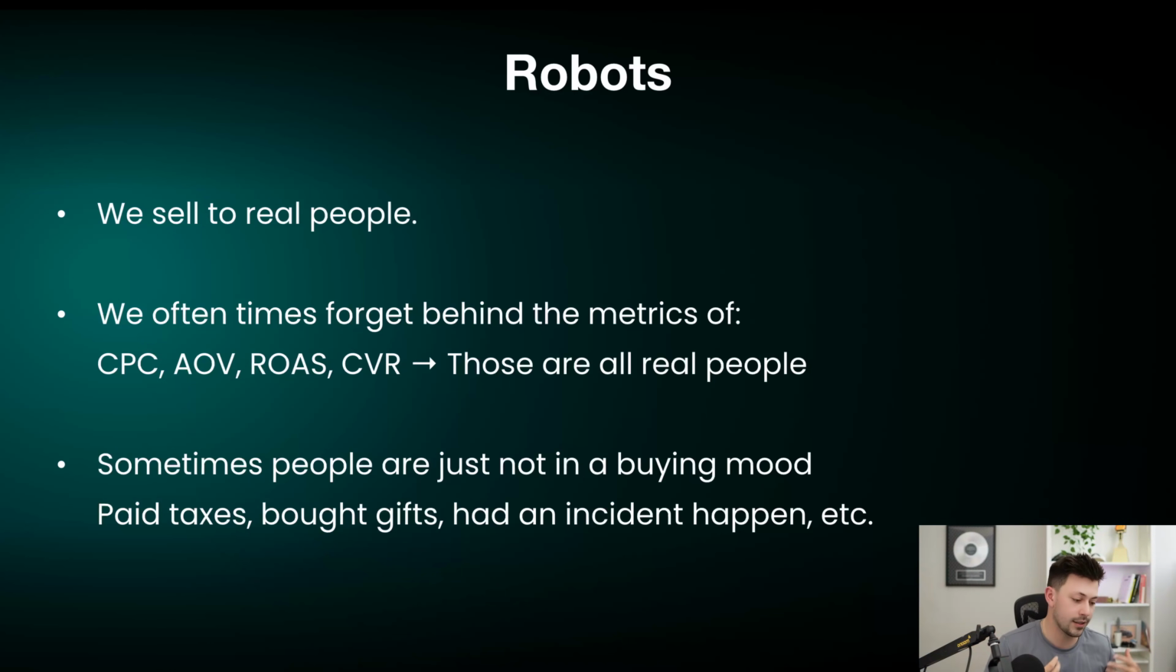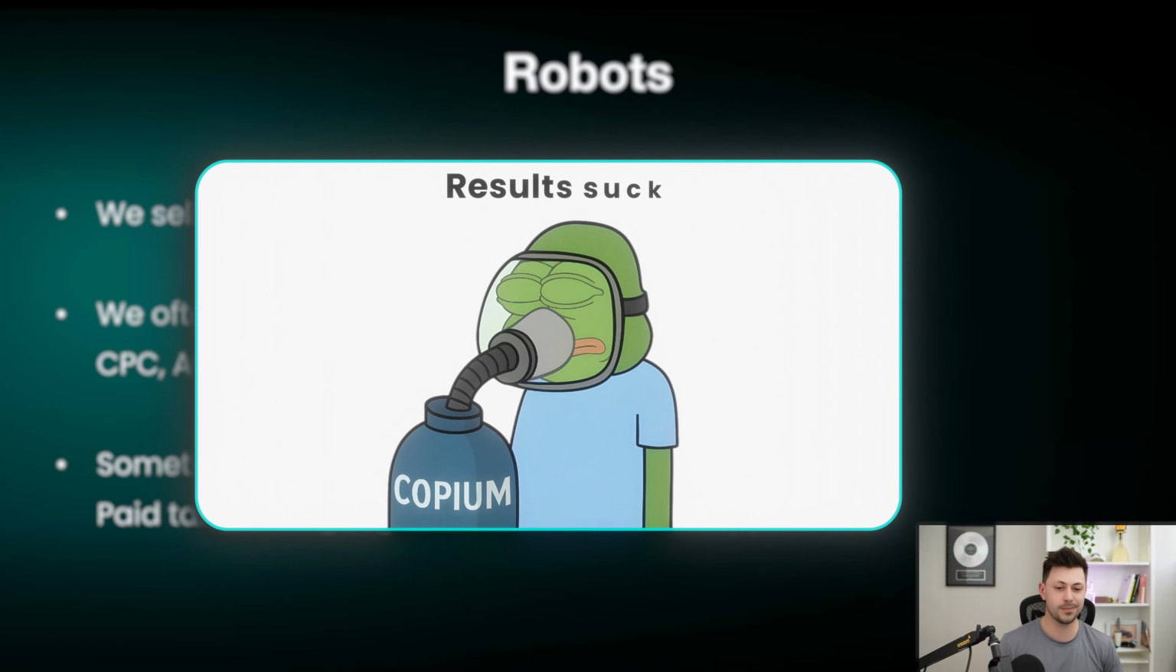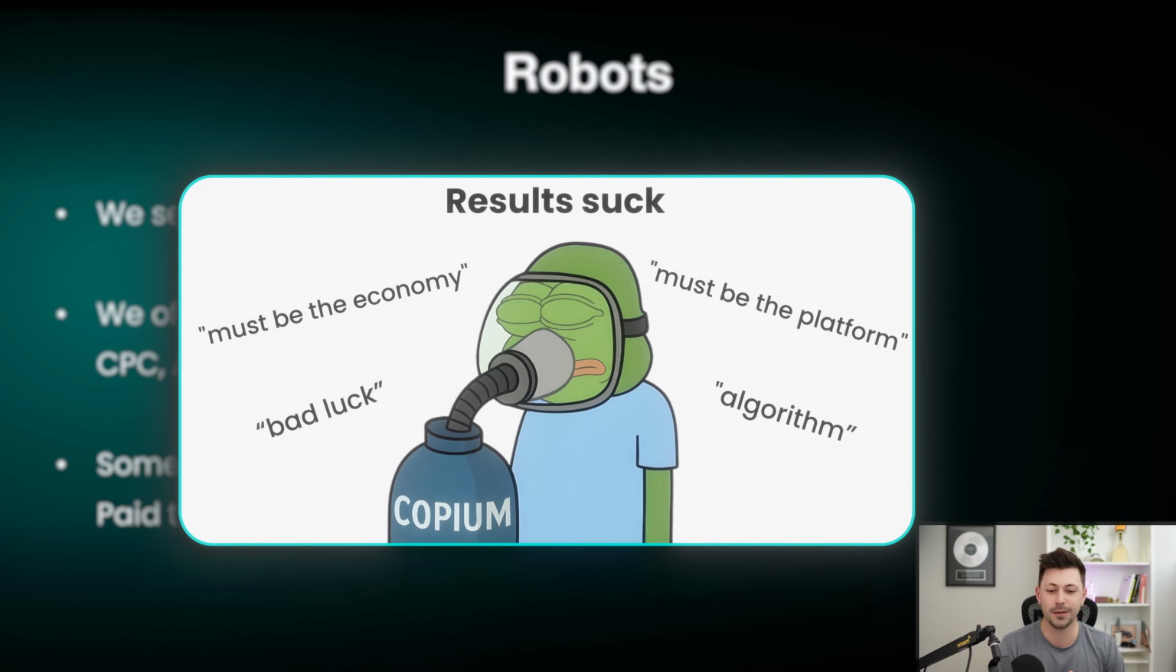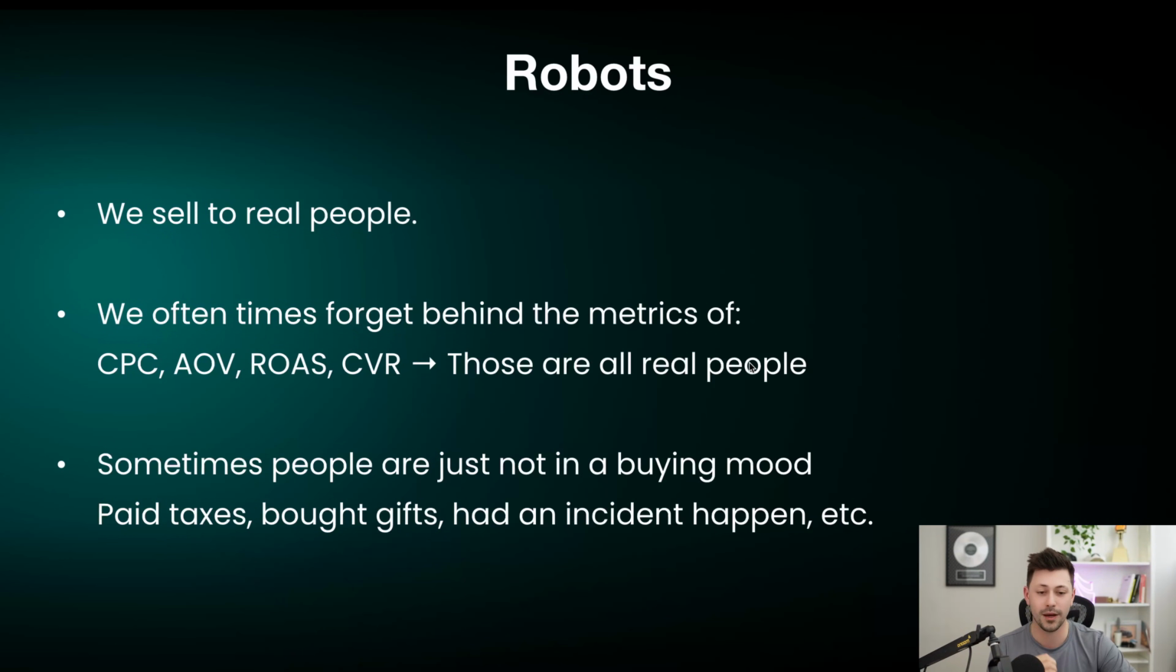Now, at the end of the day, I try not to use this as cope. And if you don't know what cope is, copium is basically where you're blaming everything but your strategy for why your results suck. But the point is that we don't sell the robots, and that is something that you need to understand. We can't expect everything to be automatic all the time.